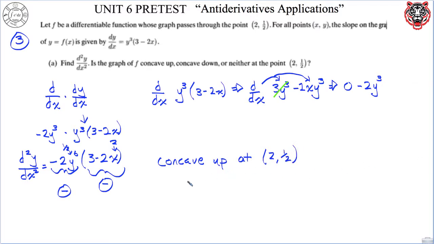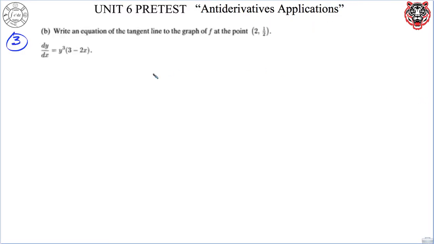And then the way to score this thing, you get 1 point, plus 1 if you are able to get d squared y dx squared, the second derivative, and you get another point if you have the conclusion, concave up or concave down. And on to part B.